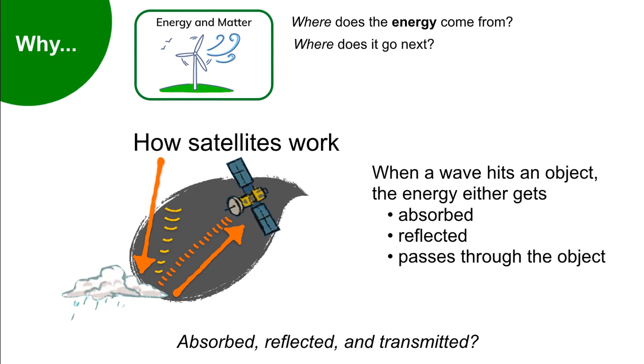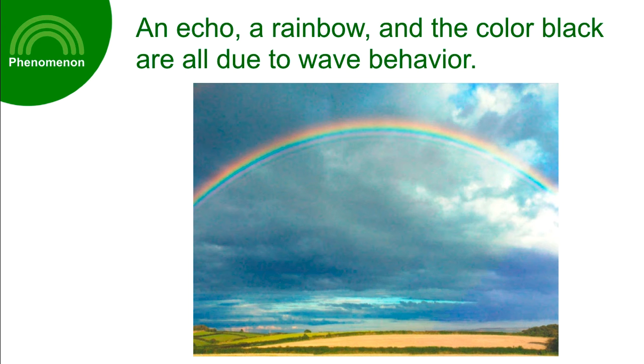A cloud? Same question. With this being such an essential question when tracking wave energy, we'll spend this group of lessons making sure that our students really understand what these wave behaviors are. We get them thinking about wave behavior with this picture of a rainbow. And at the end of this lesson sequence, they'll be able to relate the rainbow to an echo and the color black and see how they're all related to the wave behaviors.